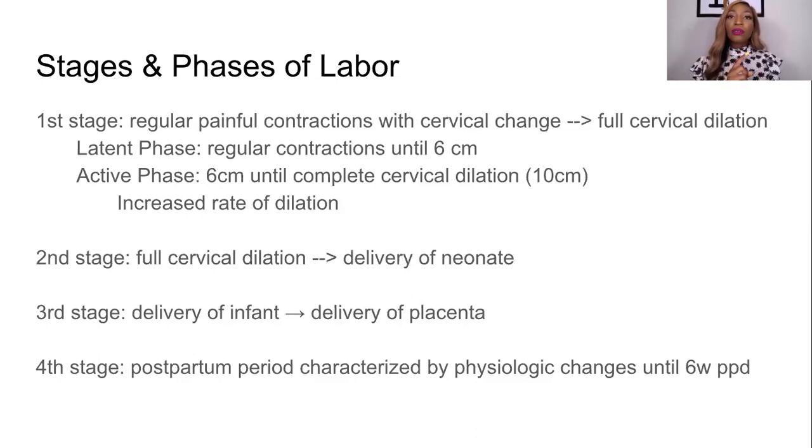So the stages of labor: obviously we have 4 stages of labor. The first stage of labor is broken down into the latent phase and the active phase. Then the second stage of labor, third stage of labor, and the fourth stage of labor goes on until 6 weeks postpartum. During the first stage of labor, a woman starts to perceive regular painful contractions.